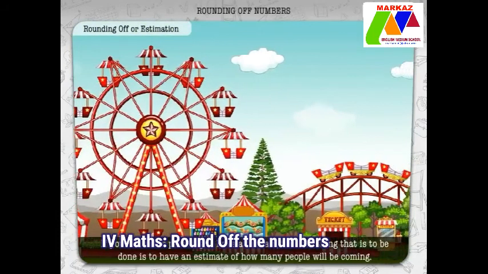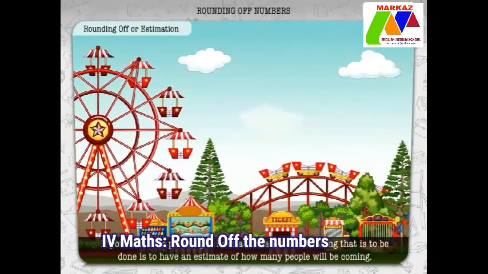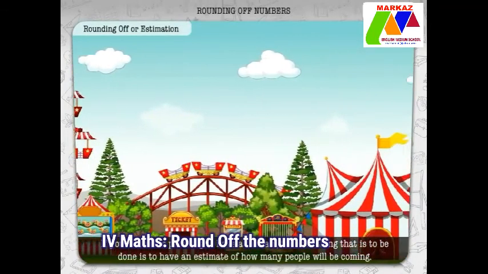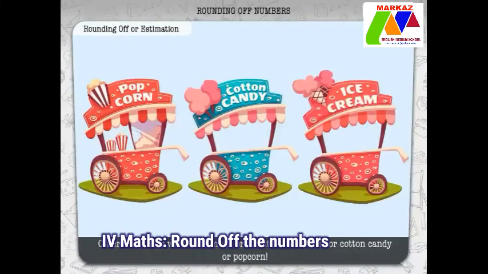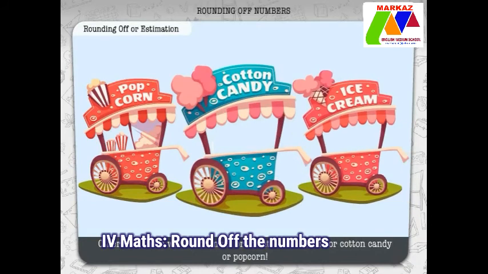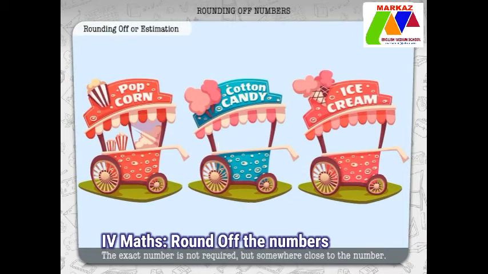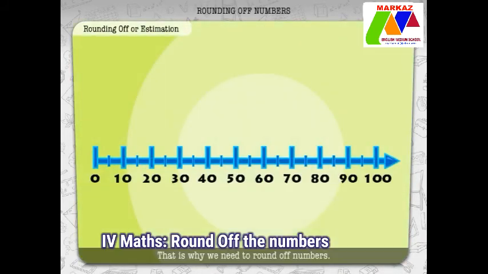If your school is planning to have a fun fair, the first thing that is to be done is to have an estimate of how many people will be coming. Why? Otherwise, there will be too much or too little ice creams or cotton candy or popcorn. The exact number is not required, but somewhere close to the number. That is why we need to round off numbers.